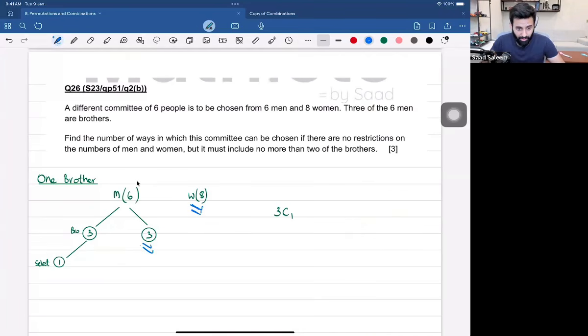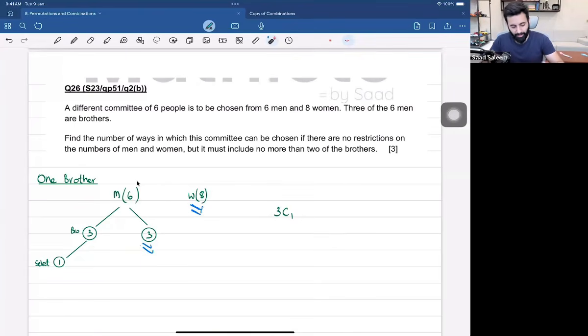So the remaining 5 people can come from the 3 remaining men. Why? Because we've already excluded the brothers. Why have I subtracted 3 from 6? So that no other brother ends up getting selected. We've selected one brother. Now we have to make sure that no other brother is selected. So that's why we remove these 3 brothers. We're going to just put them aside.